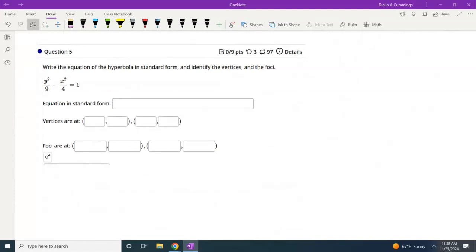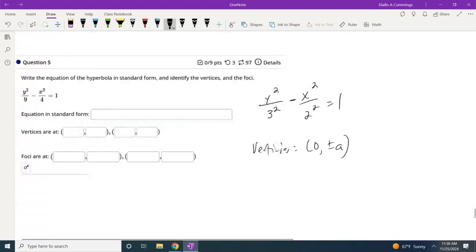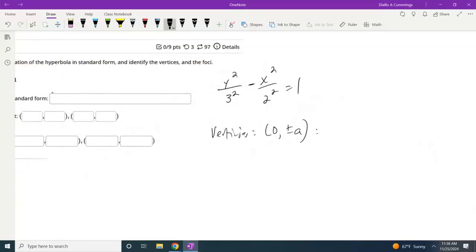And then for our last problem, same thing, write it in standard form. So we're simply going to square out the denominators. So that's y squared over 3 squared minus x squared over 2 squared equal to 1. If you look at your model form, the vertices are located at 0 plus or minus a. Okay, and we can pull a from our standard form. A is going to be 3. So those vertices are located at 0 comma plus or minus 3.